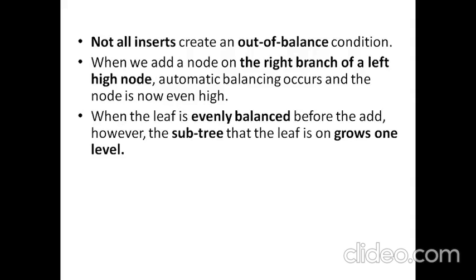On the other hand, whenever the tree is evenly balanced, an insertion would definitely result in out of balance, because evenly balanced means 0, 0. So both the left subtree and right subtree have the balance factor as 0. So inserting a new node at either side will definitely cause out of balance, and it has to be balanced.